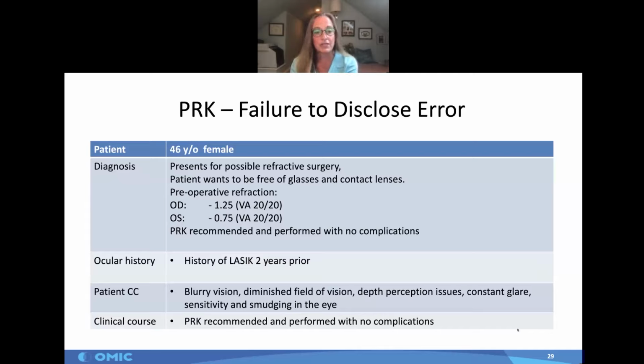She had a history of LASIK 2 years prior. After the procedure, I'm sorry, the chief complaint was blurred vision, diminished field of vision, depth perception issues, constant glare, and a sensitivity and smudging of the vision in the eye. PRK, fortunately, was performed with no complications. But next slide, please.